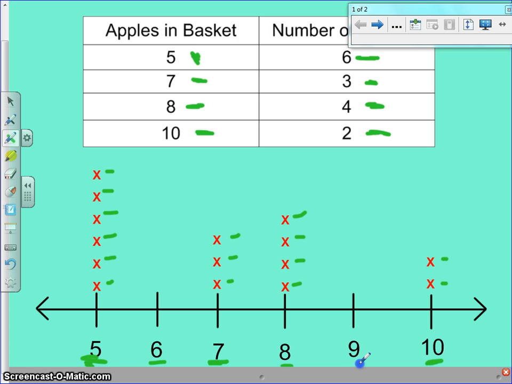Notice how 9 and 6 are still on here, but they are left blank because we have no baskets that contain 6 apples. We have no baskets that contain 9 apples. So they're left blank on this chart below. So now I'll show you guys, that's kind of how to read them. Now I'll show you how to create one. Let's erase this again.